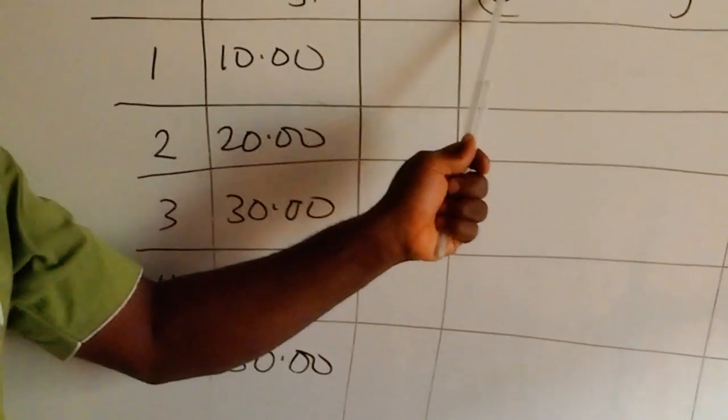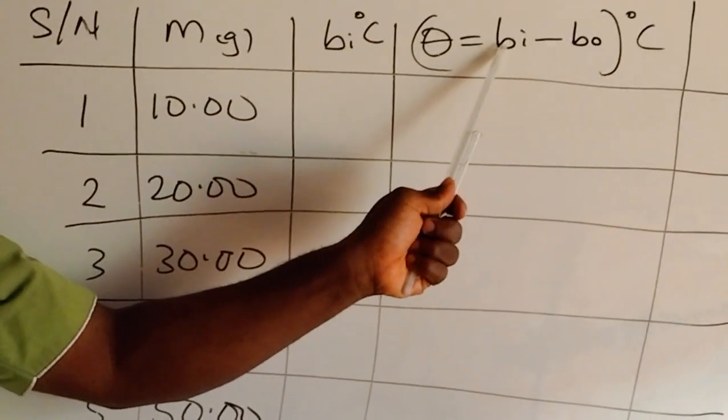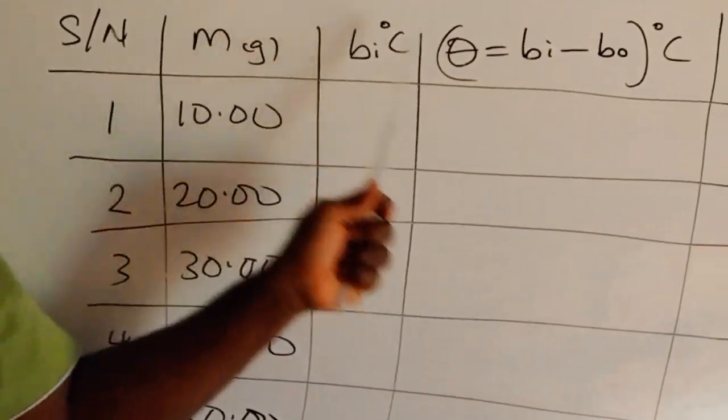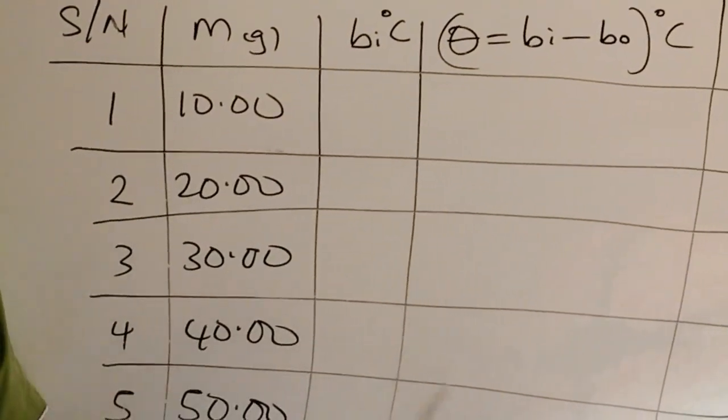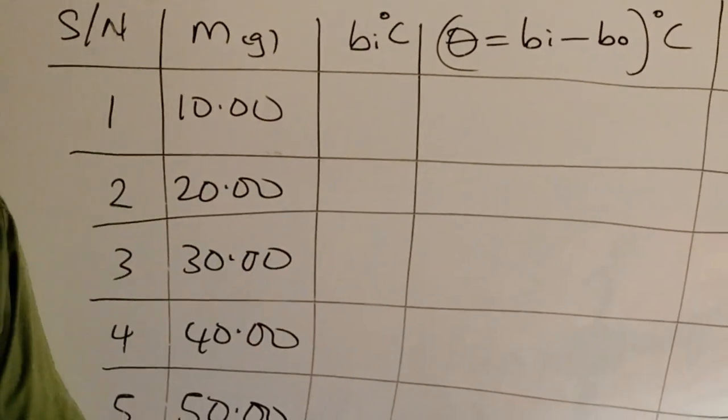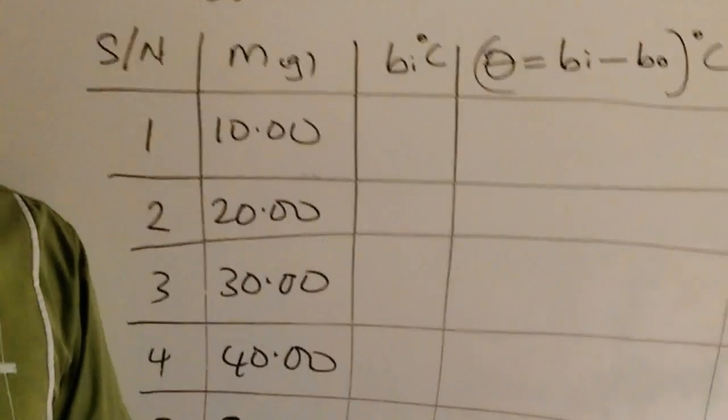Then we evaluate theta, which is B1 minus the boiling point of water, which we're going to determine by experiment. After that, we're going to plot mass against theta and then determine our slope. So let's go to the question.